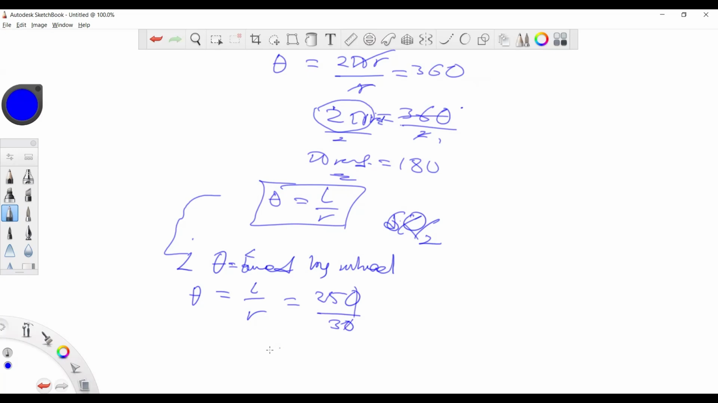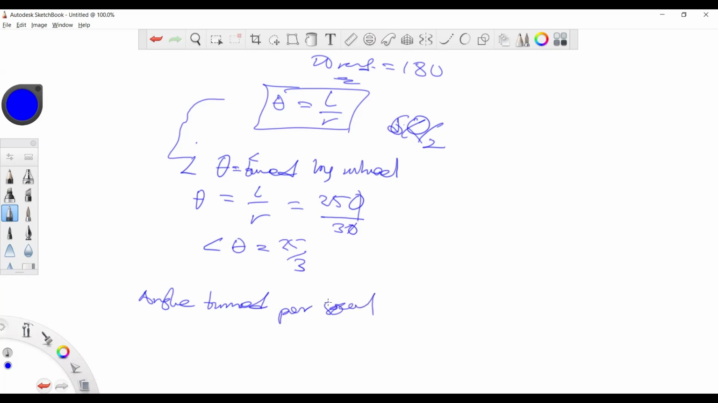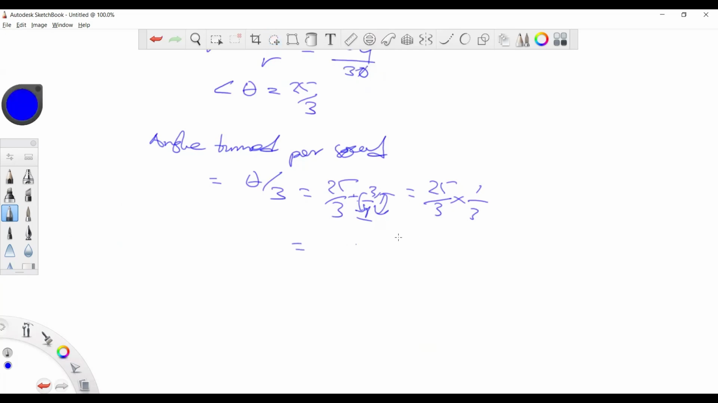So now the zeros cancel. Our angle theta is equal to 25/3. But remember, the question says the angle per second. So angle turned per second is equal to the angle divided by 3, because 3 seconds, right? So the angle is 25/3. If we're dividing that by 3, if we change this to multiplication, we just switch these values. We have 25/3 multiplied by 1/3, which gives us 25/9, because 3 times 3 is 9.